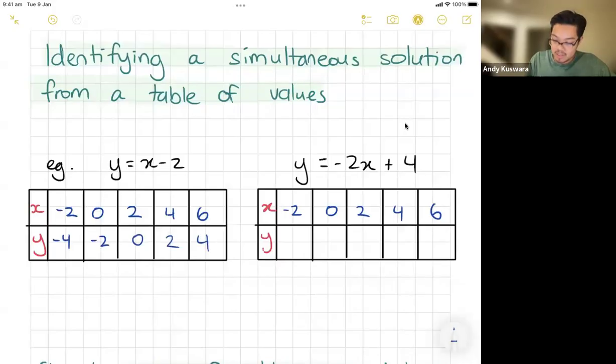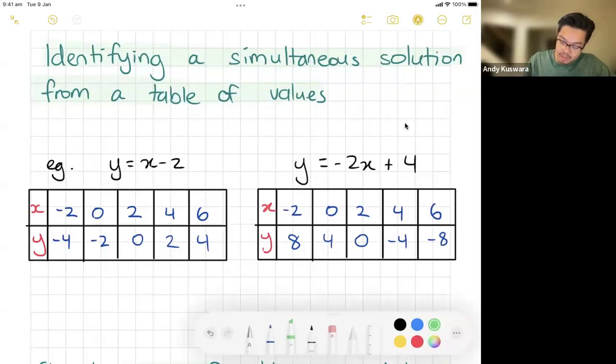And for this one, it's y equals minus 2x plus 4. If I'm not mistaken, this should be 8, this should be 4, I hope I'm doing this right, this should be 0, this should be minus 4, and this should be minus 8. Okay, so hopefully you remember how to fill in your table of values.